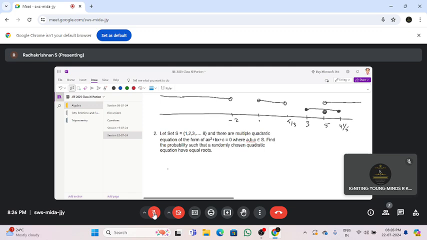You can list individually. A, B, C should be different elements? It is not given that way, so they can be equal also. Because it simply says ax square plus bx plus c, a, b, c belongs to S. That's all. 64 equal to 4ac. 8 square equal to 4 into 4 into 4.